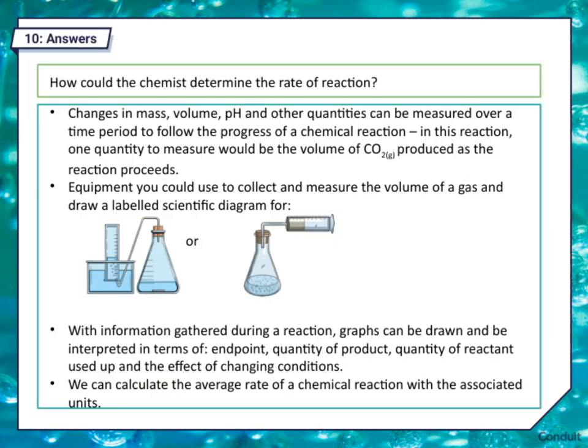So how can a chemist figure out the rate of a reaction? Well, they track changes over time like shifts in mass, volume, or pH in this case. Measuring the volume of carbon dioxide gas produced gives a clear picture of progress. Using specific equipment, they can collect and measure that gas accurately. With this data, they draw graphs to analyze key points, like when the reaction ends, how much product forms, and how conditions affect the rate. From there, calculating the average reaction rate becomes straightforward.